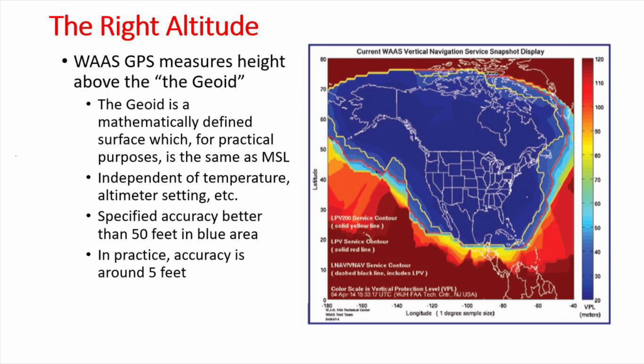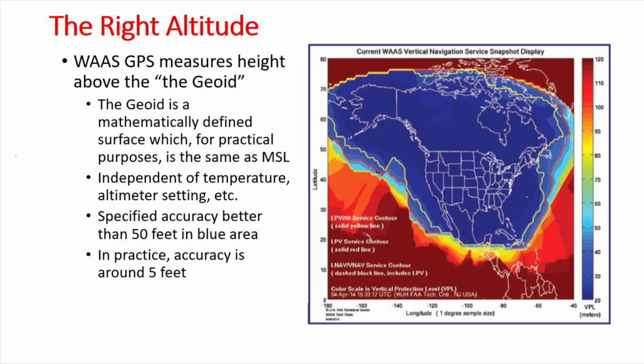In practice, the altitude provided by WAAS GPS is accurate to within about 5 feet over most of the blue area in this map. Note that WAAS is not global, it's North American only. It relies on a set of 28 ground-based stations spread throughout the US, Canada and Mexico, which broadcast correction signals, and geostationary satellites in equatorial orbit, which relay these corrections to users.